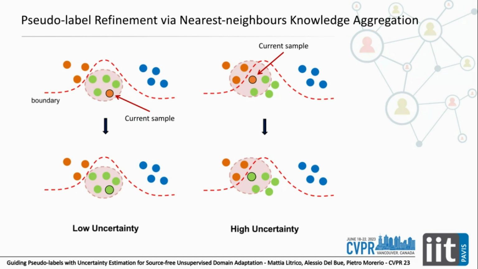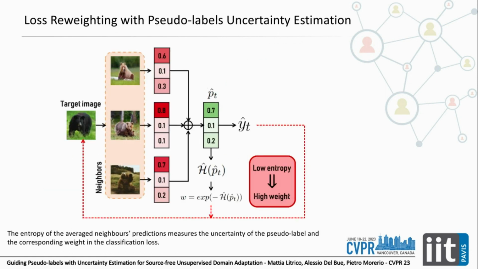During the pseudo-label refining, we could encounter scenarios of low uncertainty where the neighbor samples share the same class, and scenarios of high uncertainty where the neighbor samples belong to different classes. Following this observation, we propose to compute the entropy of the average of the neighbors' predictions to estimate the uncertainty of the refined pseudo-labels. Low entropy values correspond to low uncertainty, while high entropy values indicate high uncertainty. Finally, by applying the exponential function to entropy values, we obtain the weights for the classification loss.